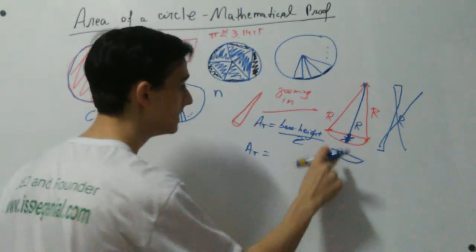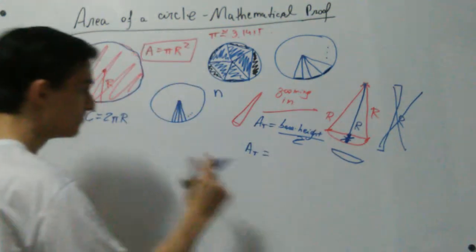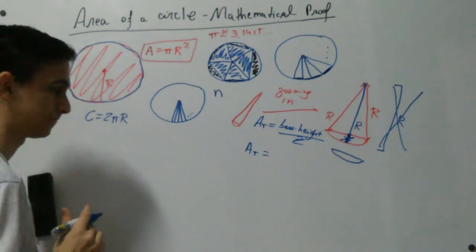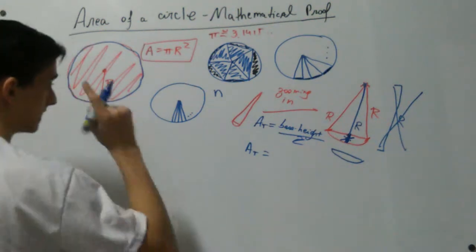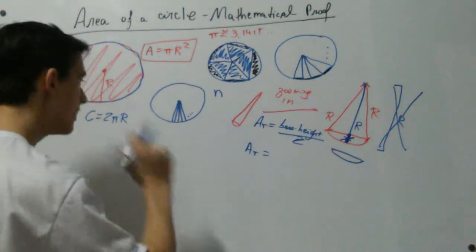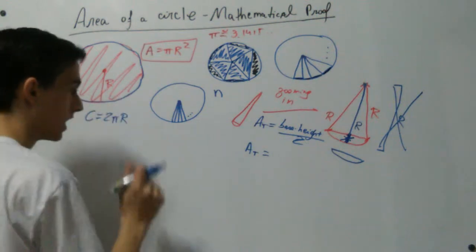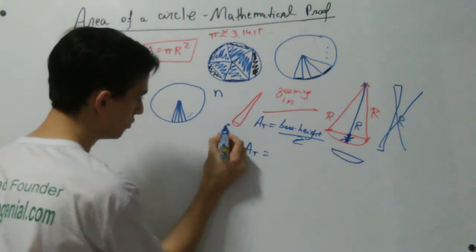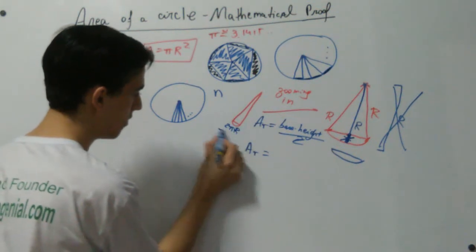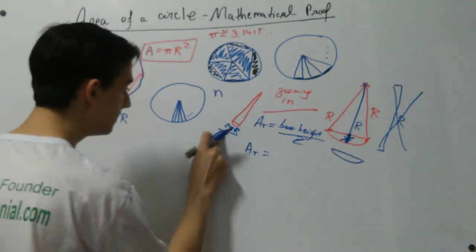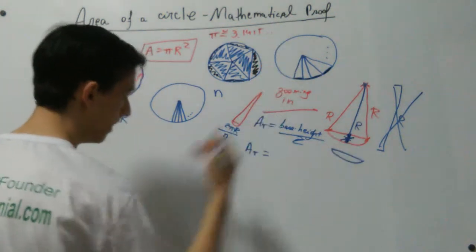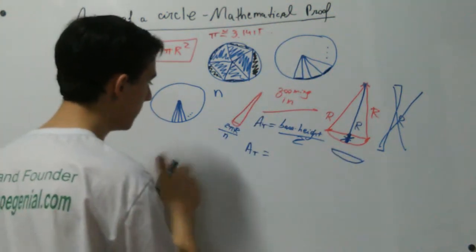And this straight line is the base of the triangle. So we have the circumference is 2 pi r. We have divided this circle into n triangles. So each triangle has underneath it here 2 pi r over n. The length of the arc under a triangle is 2 pi r over n.